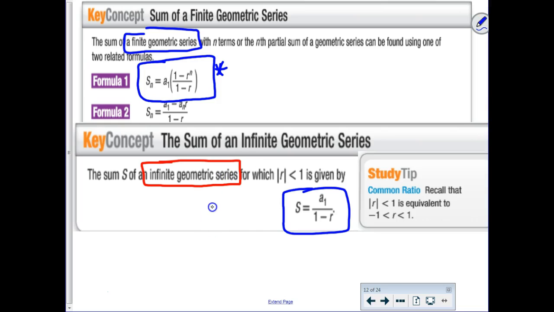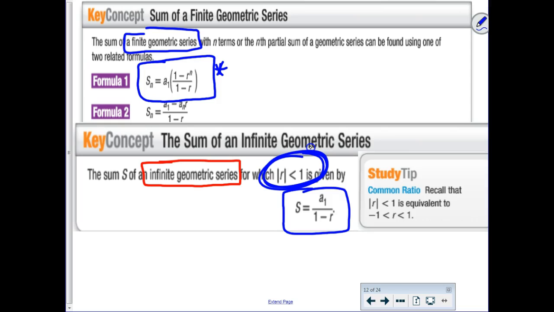The reason you're allowed to add up some infinite geometric sequences is if the absolute value of your common ratio is less than 1. Because think about if your common ratio is like a half or a third. Your numbers are going to keep getting smaller and smaller and smaller. They're going to approach 0. They're going to converge to a limit.